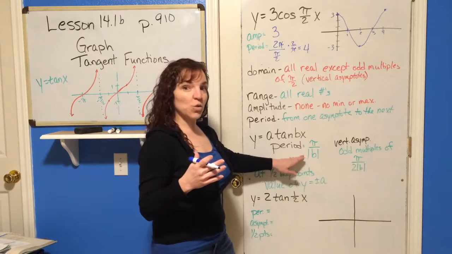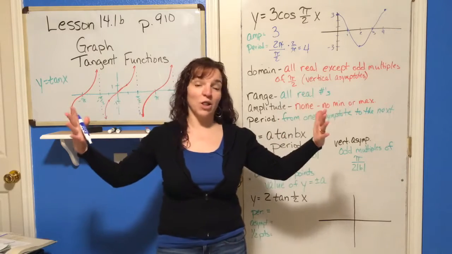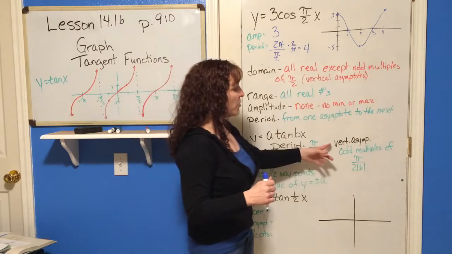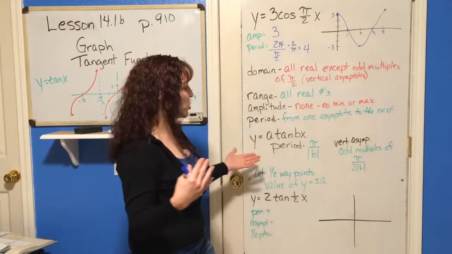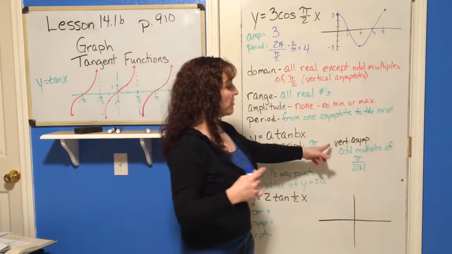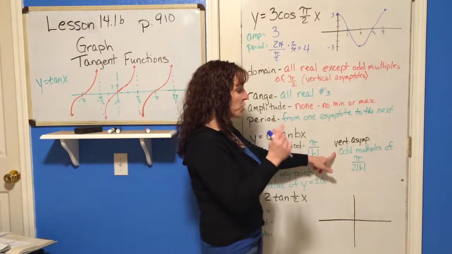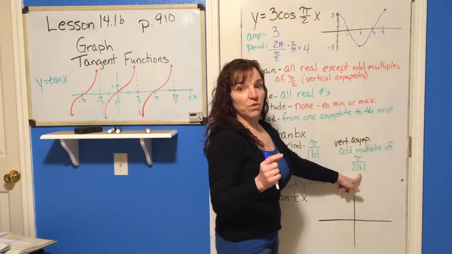All right, and that's going to be different than the sine and cosine. Remember, the period was 2 pi long. So this is just pi divided by the absolute value of b. And the vertical asymptotes, we're not going to find an amplitude. There is no such thing in a tangent graph. But the vertical asymptotes, the way you'll find those, they're going to be the odd multiples of pi over 2 times the absolute value of b.